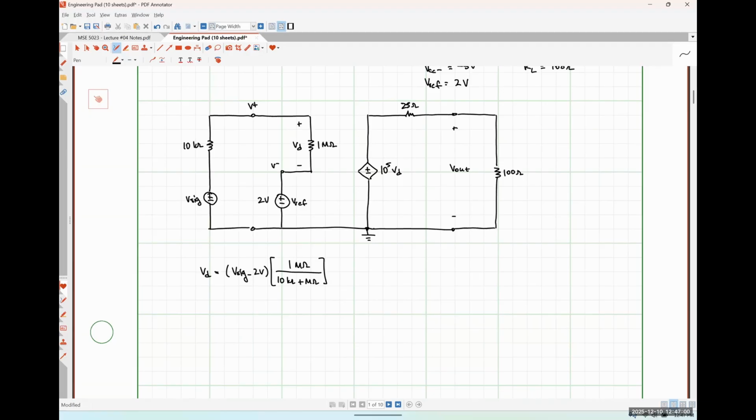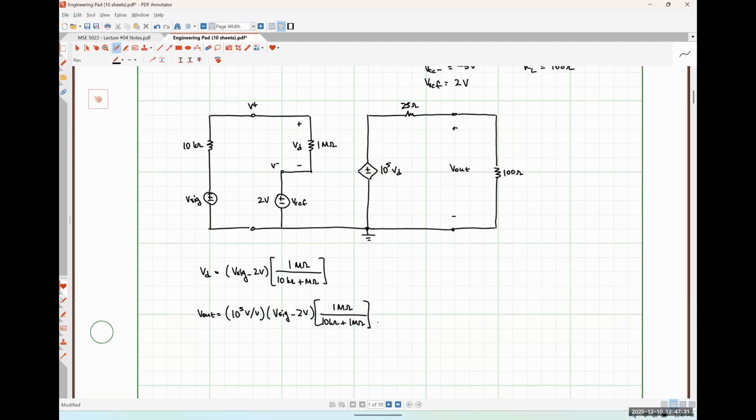And then my output voltage, V out, is going to be my open loop voltage gain, 10 to the 5 volts per volt, times my differential voltage, V sig minus 2 volts, times 1 mega ohm over 10 kilo ohms plus 1 mega ohm.